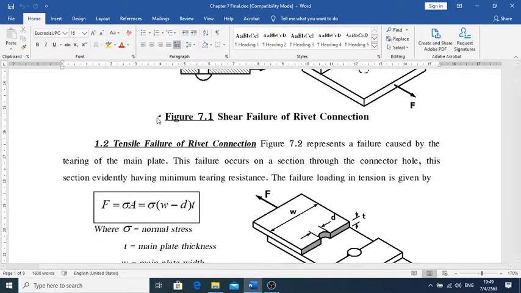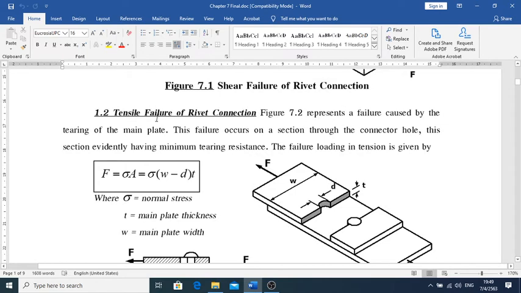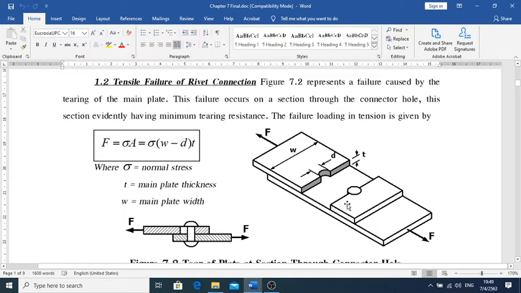And 1.2 is going to be the tensile failure of the rivet at the main plate. It's going to tear apart at the main plate there. So the force F and sigma is going to be times A, where A is going to be the area left over, which is (B minus D) times T.